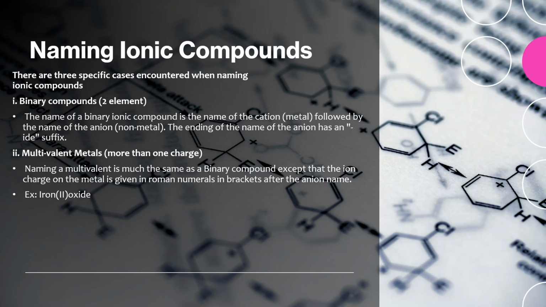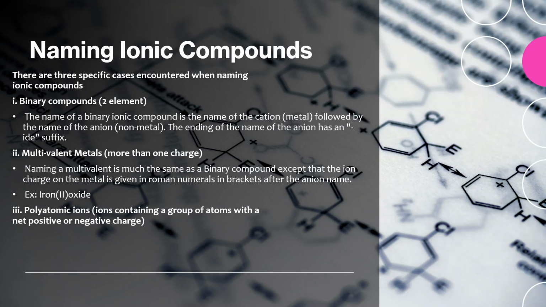Now, there's an older notation that you may run into, where instead of iron 2 oxide, they'll say ferric or ferrous, something like that. That's an old notation, but just so you know, it is basically doing the same thing. It's telling you what charge we're dealing with.